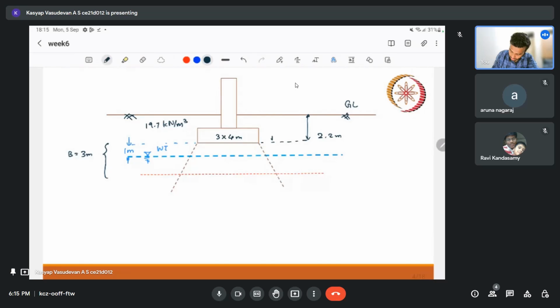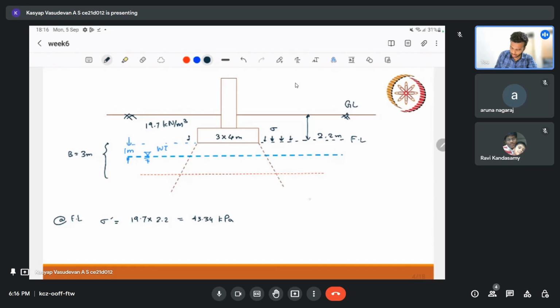So let us make it very clear. This pressure from the top, we can calculate now itself, that is at foundation level. At foundation level, our pressure is 19.7 into 2.2. That will be 43.34. And we are also interested in the weighted average density of this particular layer of 3 meter below this footing. That is for the third term. This is for the second term.